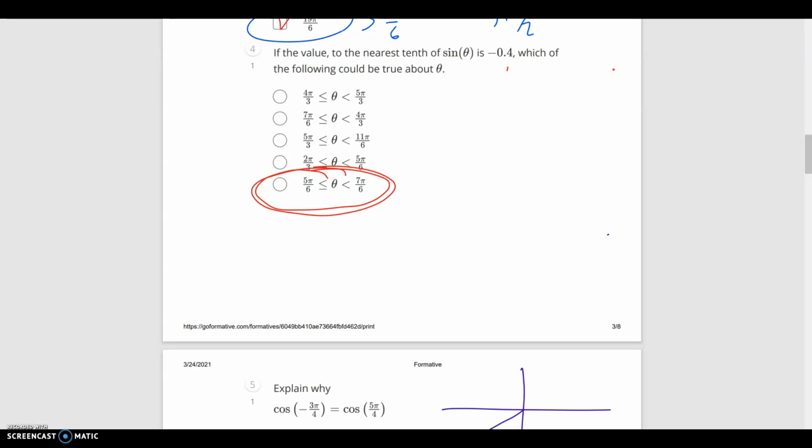Question number 4 is an interesting one, because if you were to think about it, it's the same question as the one above. It's just I gave you a value now. And so to think about it in this way, I do need to be in quadrant 3 and 4.